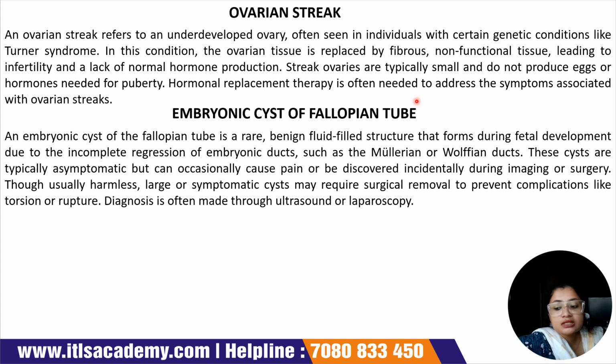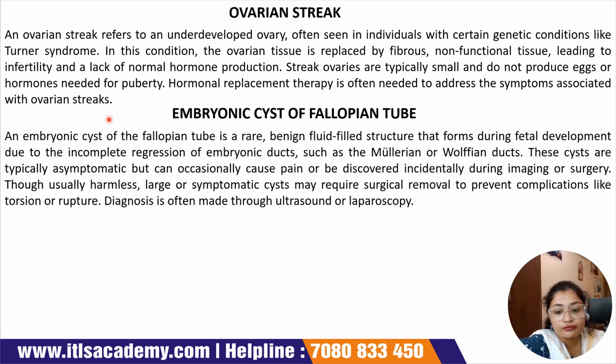Okay, moving on to the next condition that we need to talk about, that is ovarian streak. It refers to an underdeveloped ovary, often seen in individuals with certain genetic conditions like Turner syndrome. In this condition, the ovarian tissue is replaced by fibrous non-functional tissue, leading to infertility and a lack of normal hormone production. Streak ovaries are typically small and do not produce eggs or hormones needed for puberty. Hormonal replacement therapy is often needed to address the symptoms associated with ovarian streaks.